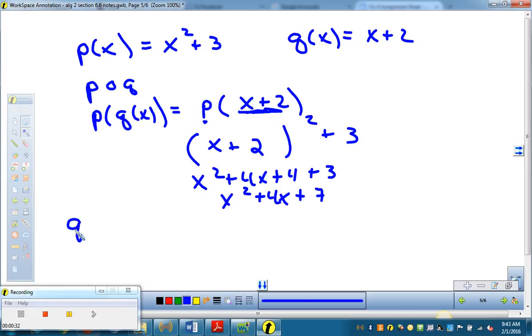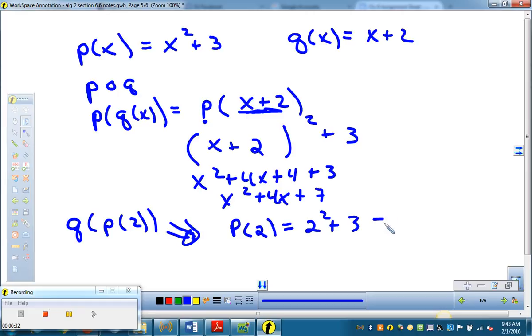Alright, what if I had q of p of 2? Give me one way that we can go about doing this. So Margaret, what would you do to start? So start on the inside, look at the p of 2. Let's find that value. So that means we plug 2 into the p function. So p of 2 equals what? 2 squared plus 3. 4 plus 3 is 7.